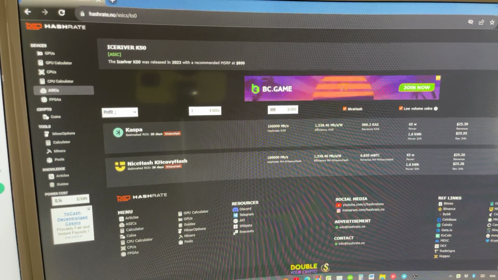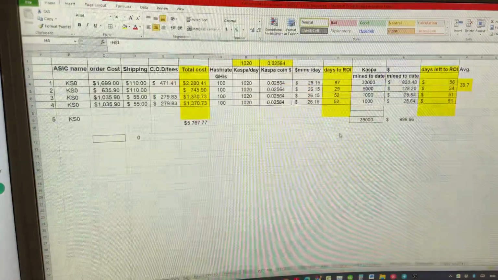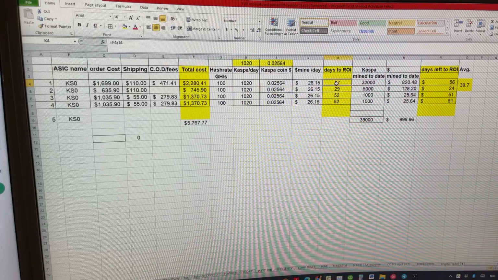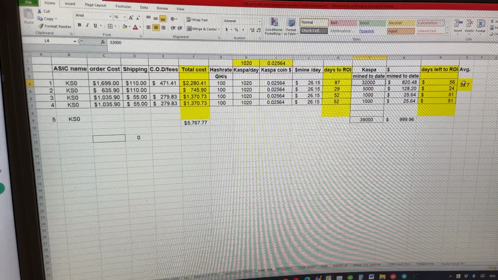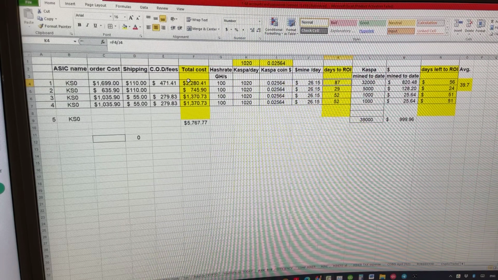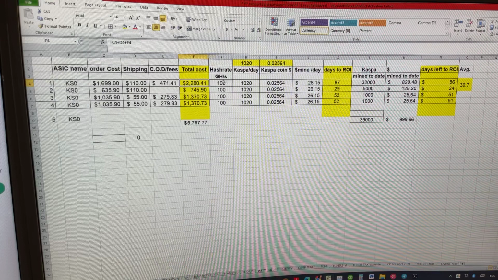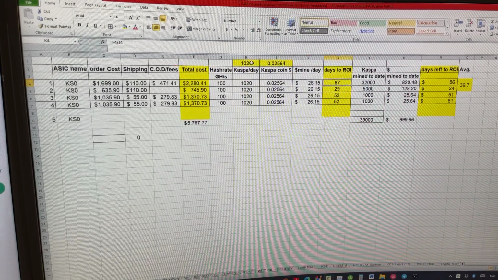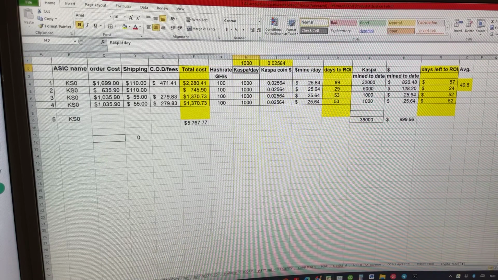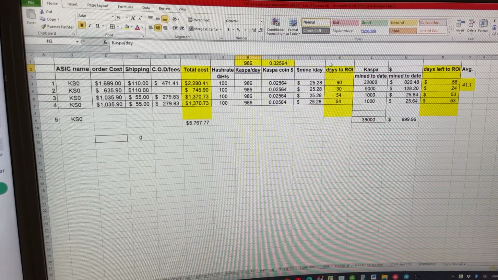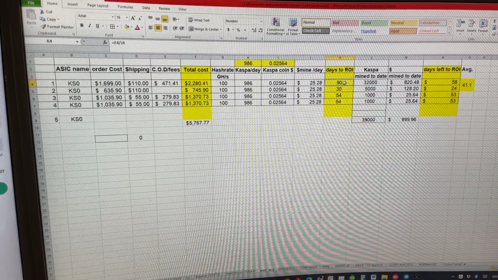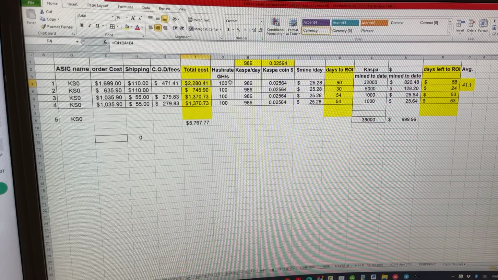But anyways, let's take a look at where we are today. So far we've mined 32,000 Kaspa, which is $820 on just this single unit for 25 days now. And if I buy it for this price, which they sell on eBay around 2,000 or 2,200, it would take 90 days to ROI. Actually, let's change this to 986 a day, that's what they're showing, right? It would be 3 months, 90 days if I buy it today. So luckily it was 25 days ago when I received it, so my ROI left is 58 days on my first miner.